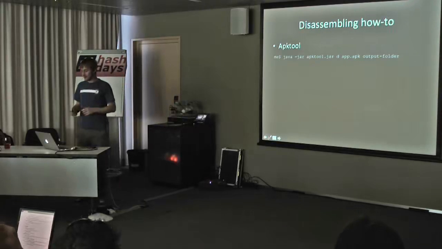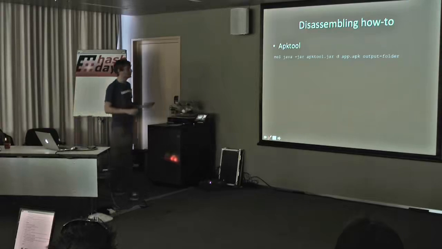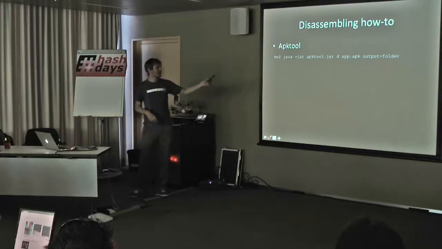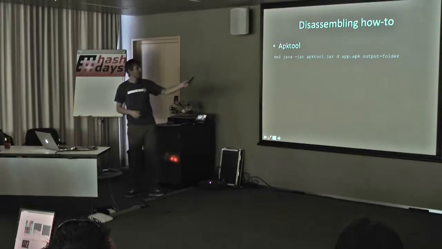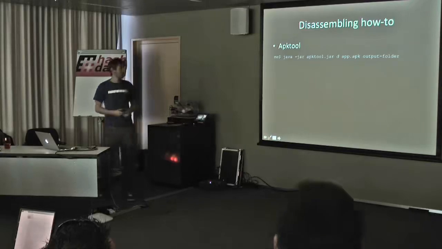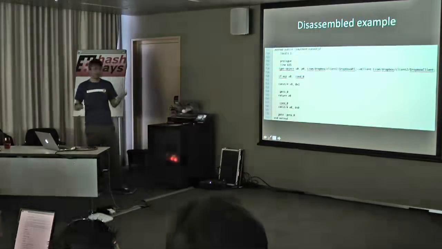So the disassembling how-to is actually just one command. You say java -jar apktool.jar d, where d is for decode, or disassemble, sorry. app.apk is the APK file we want to disassemble, and we specify the output folder. So this is a smali example.